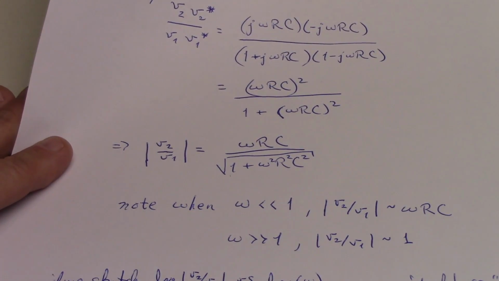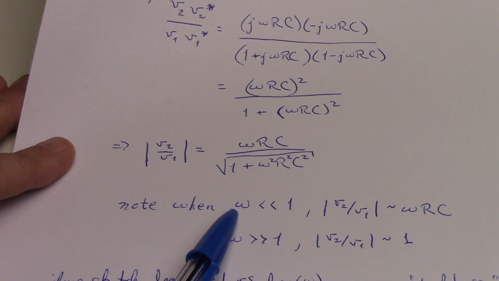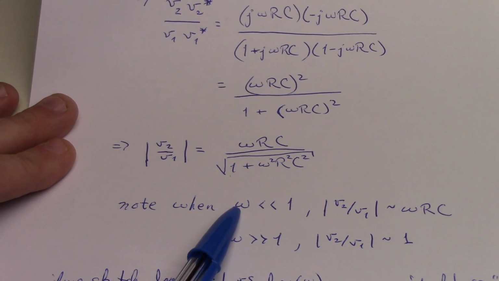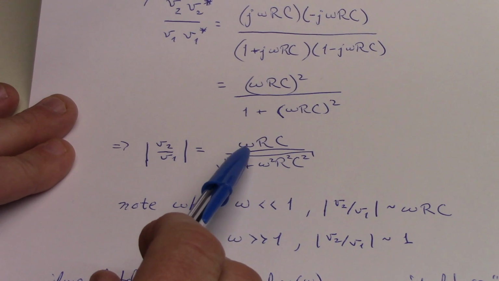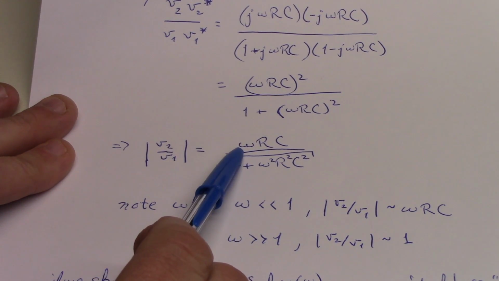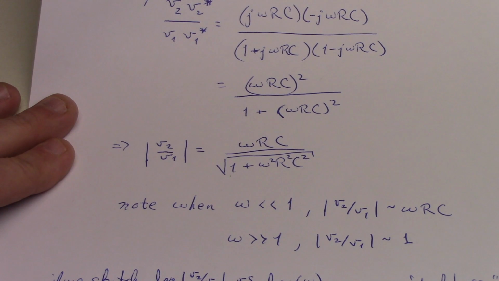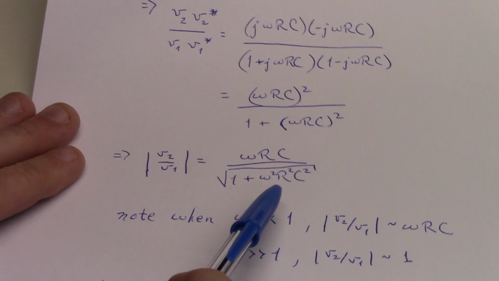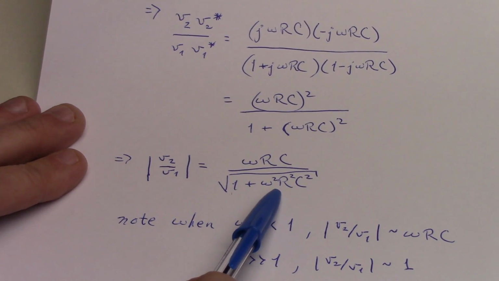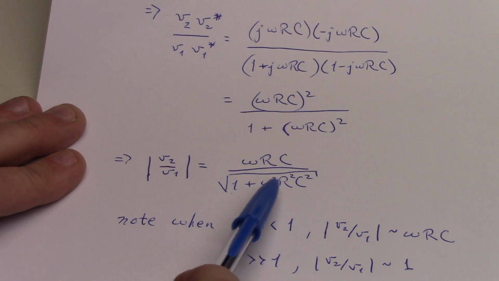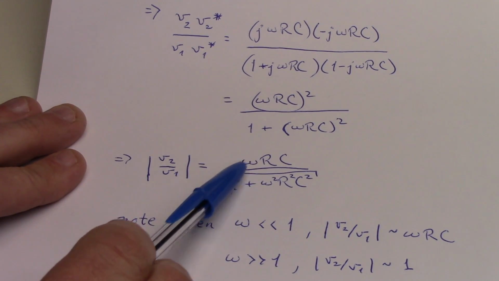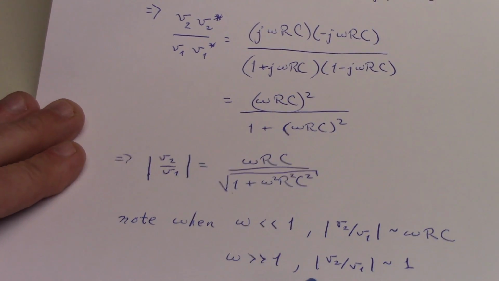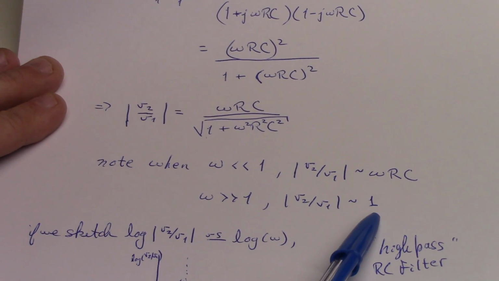And when you look at this, when omega is really, really small, this goes away and we're just left with this gain being essentially omega RC. So for very low frequencies, the gain of this circuit is proportional to the frequency. But when omega is really, really large, we see that this term dominates the denominator. When you take the square root, you just end up with omega RC, but omega RC is then just divided by that, so the gain tends to 1.